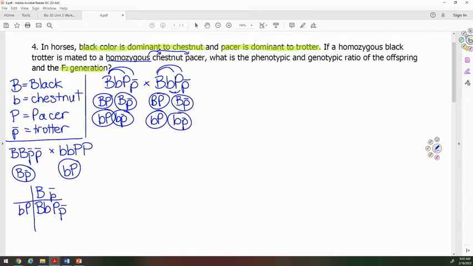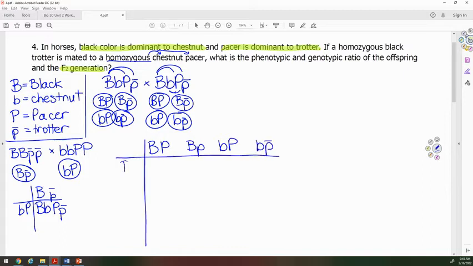Next, we're going to take those four gametes and put them into a Punnett square. One parent's gametes go along one side, and the second parent's gametes go down the second side.